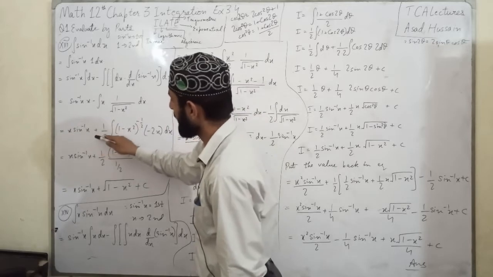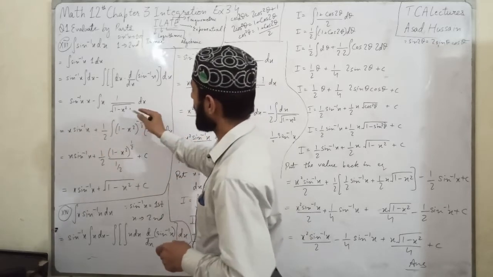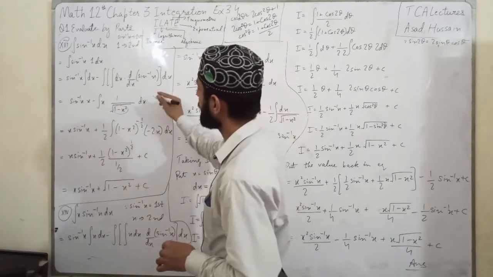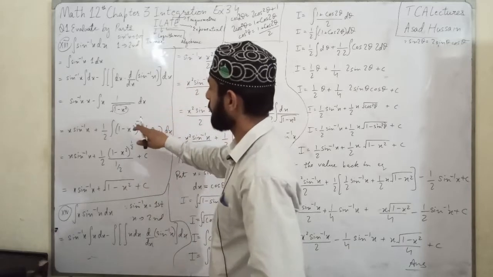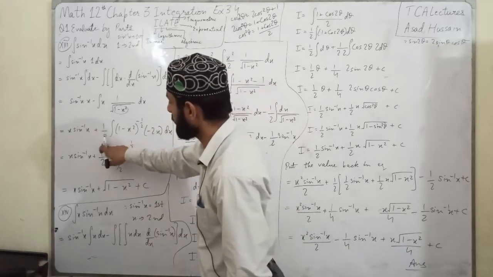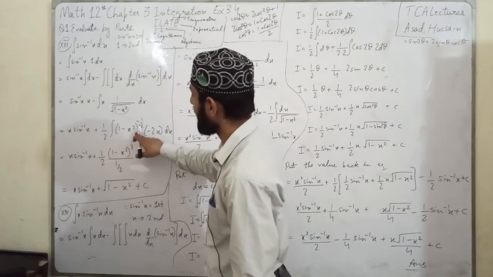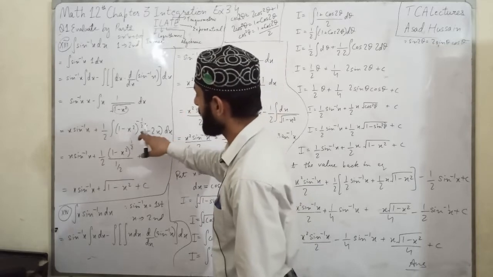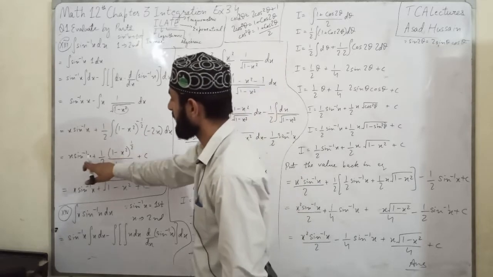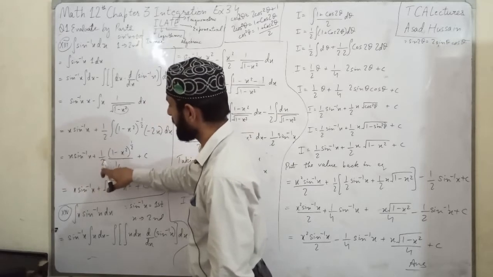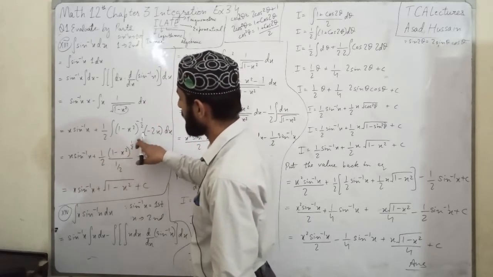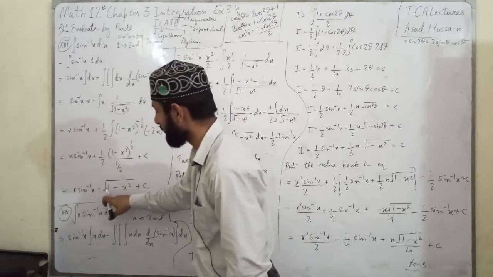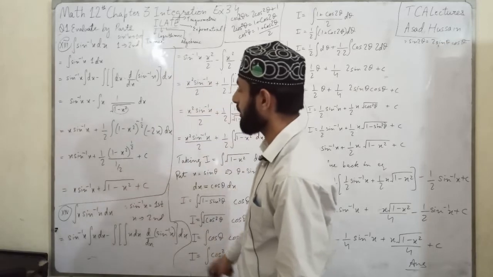x sine inverse x plus, assuming this as our function 1 minus x square, taking its derivative we get minus 2x. So multiplying by 2 and dividing by 2 we get 1 over 2 integral 1 minus x square raised to power minus 1 by 2 into negative 2x dx. Now the derivative of this function is present, taking its integral we get x sine inverse x plus 1 over 2 into 1 minus x square raised to power 1 over 2 over 1 over 2 plus c, which can also be written as x sine inverse x plus under root 1 minus x square plus c.